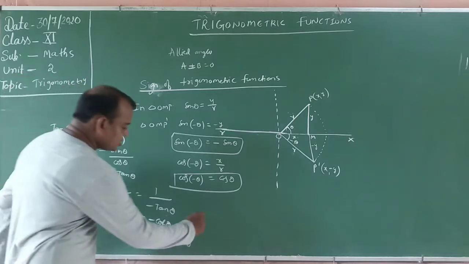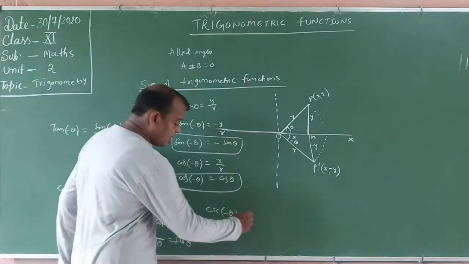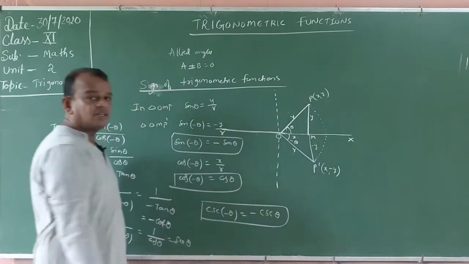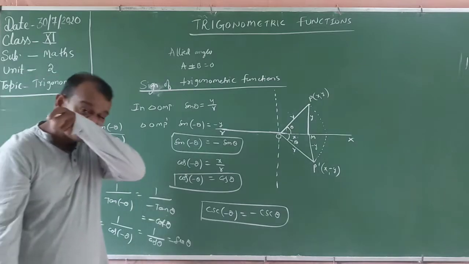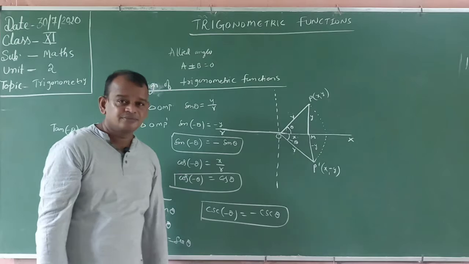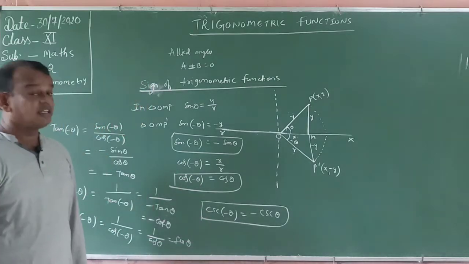Next, cosecant of minus theta, the last one. What happens? Tell me. Minus cosecant theta. Now, you remember these formulas very, very carefully. Understood? Cosecant of minus theta equal to minus cosecant theta.